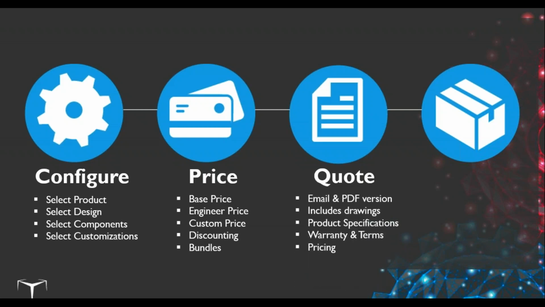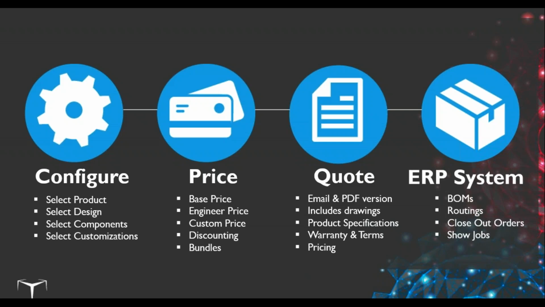So next in the quoting, right, we can do email and PDF versions of quotes right directly to your customers. We can include those product specs, those drawings, any warranty term information, along with specific pricing to that specific customer. And then from there, we can integrate into your ERP system, CRMs, but what at the end of the day we're doing is we're generating your bill of materials, we're helping with those routings and operations, we're able to close out your orders and see all the jobs that went through the system.